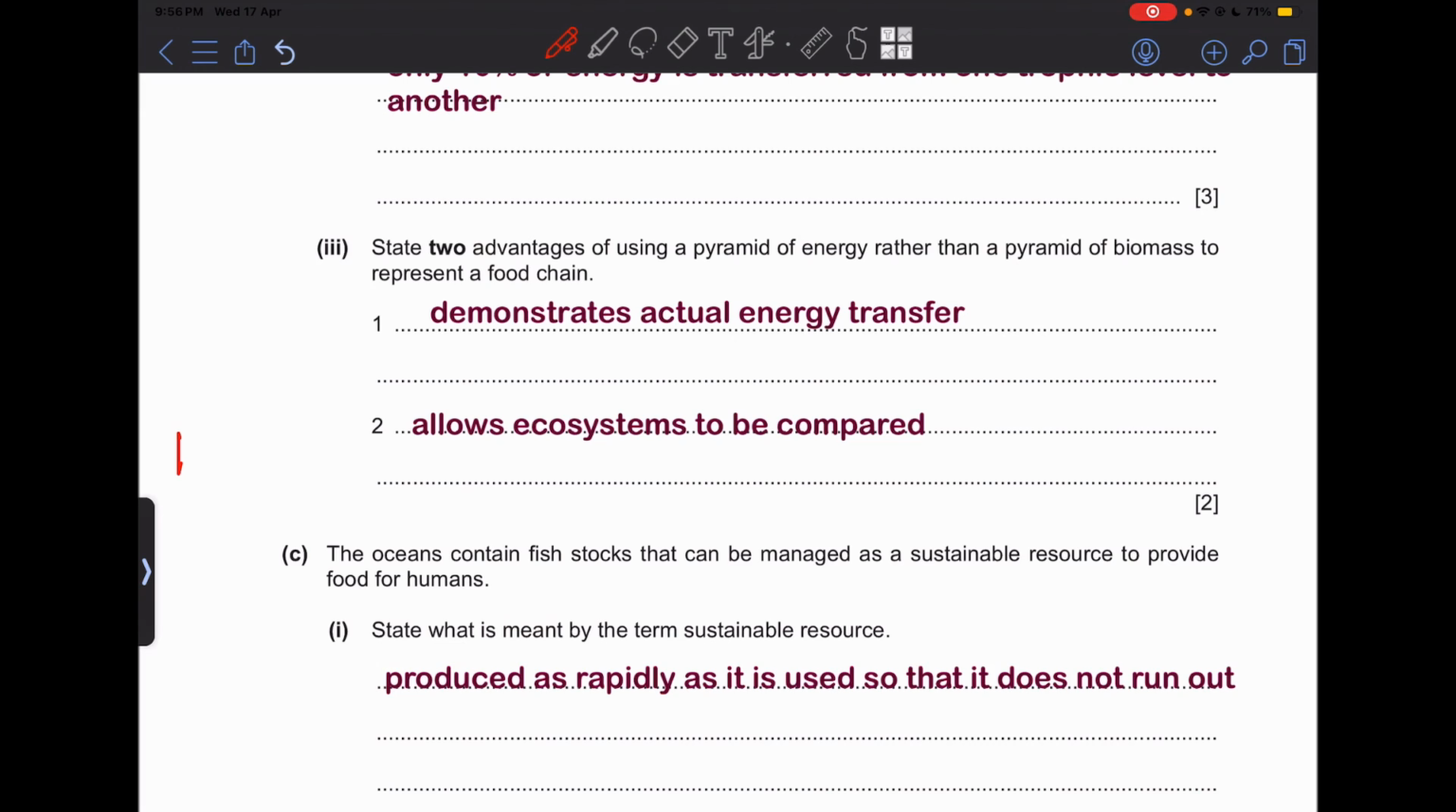It allows ecosystems to be compared. So this is also an advantage of a pyramid of energy.